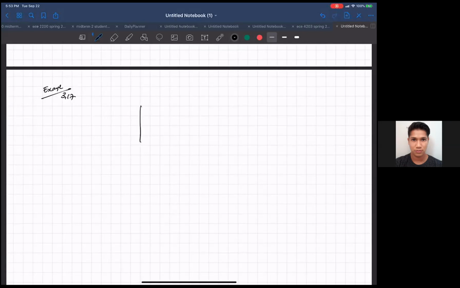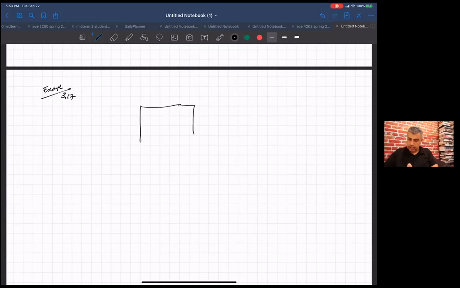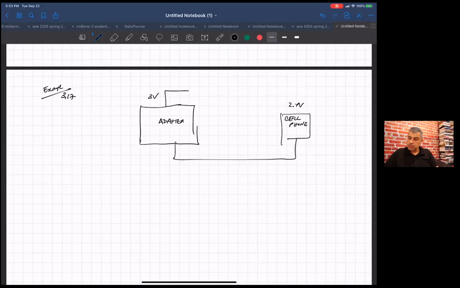So the problem is you have your adapter hooked up to the wall, and it's pumping out 3 volts, but your cell phone needs 2.4 volts. So what do you do with that? Let me actually draw the 2.4. Let's say 2.4 volts needs to come in.